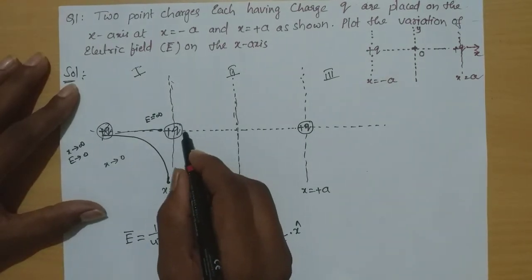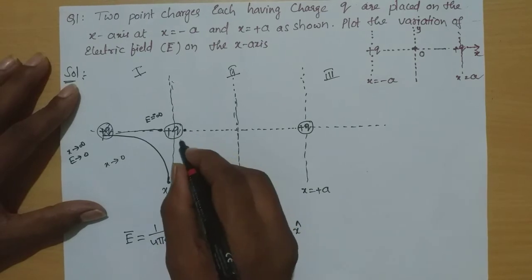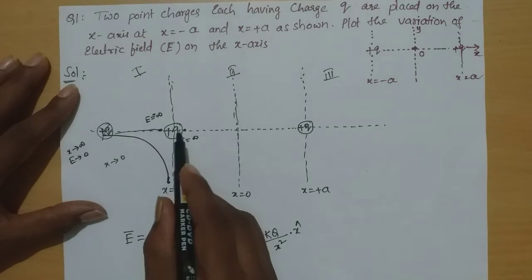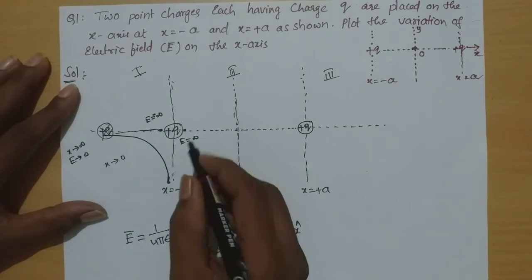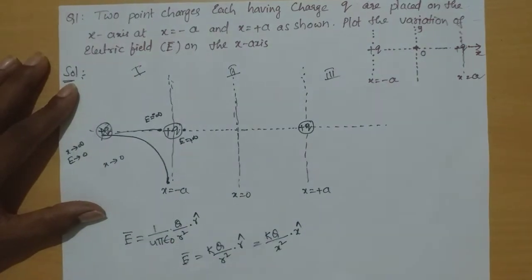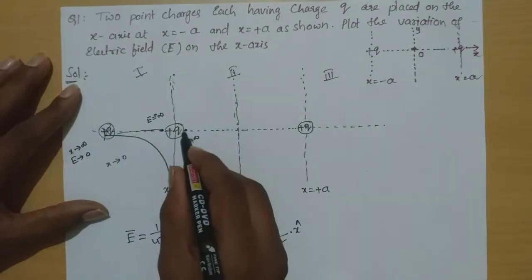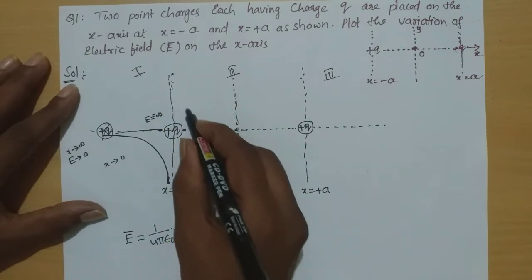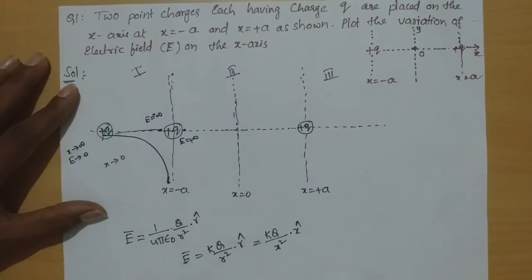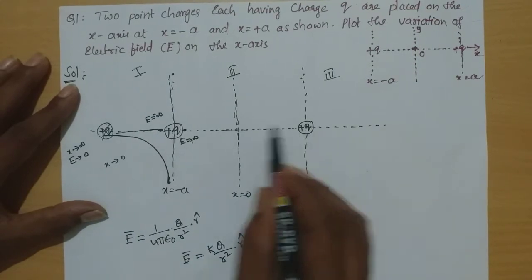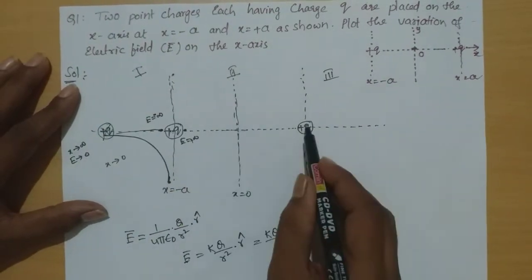This is the plus charge, and very near to this one the electric field is infinity. Now we are going in the positive x direction, so the electric field is plus. The electric field is infinity here, so if you are going in this direction, it decreases and will become 0. And next, here these two charges are equal in magnitude and have the same sign.